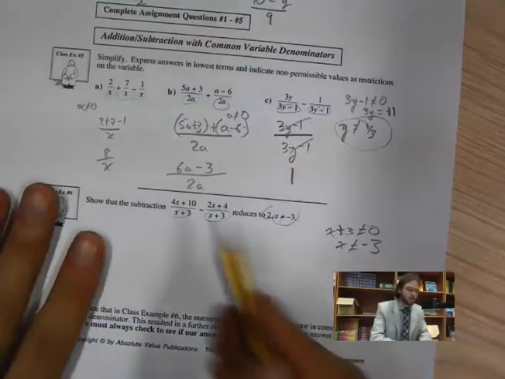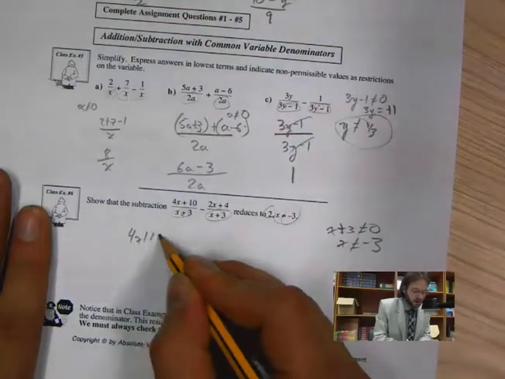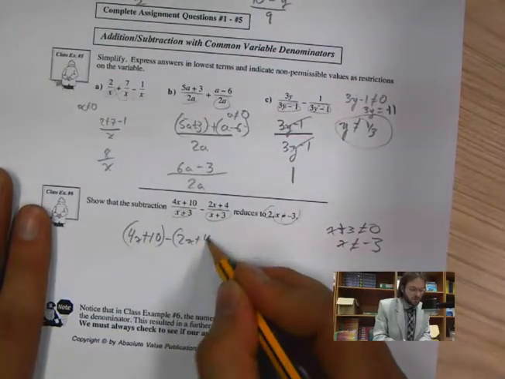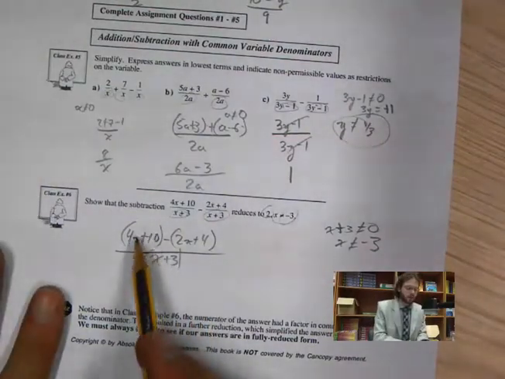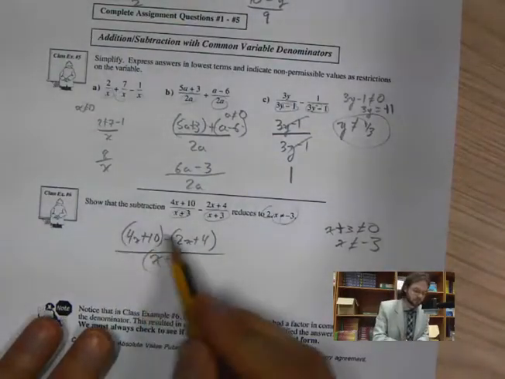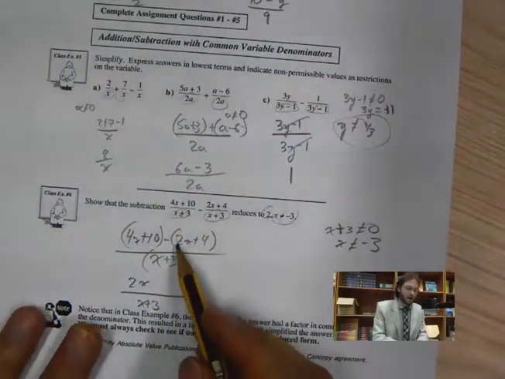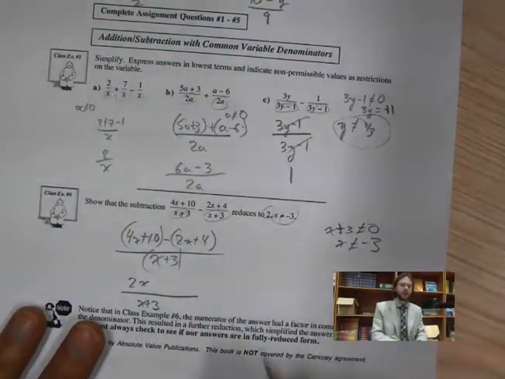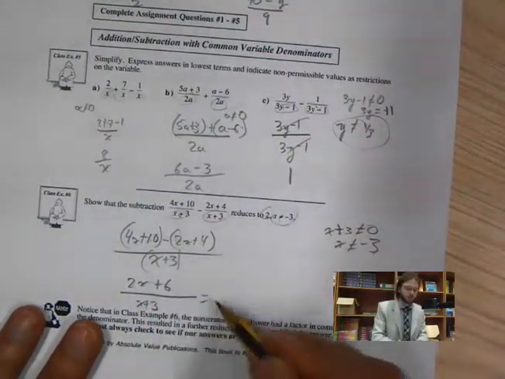Now let's try the next part here. Common denominator. So that makes everything so nice and easy. So I have 4x plus 10 minus 2x, put this in brackets now, plus 4, and that's all over x plus 3. Well, what do we get here? What is 4x minus 2x? 4x minus 2x is 2x. Then we have 10 plus 4. So 10 subtract negative 4 is the same as 14. Now I can factor out a 2.